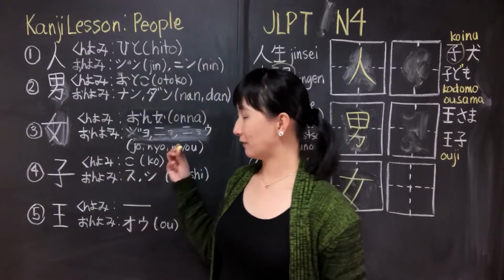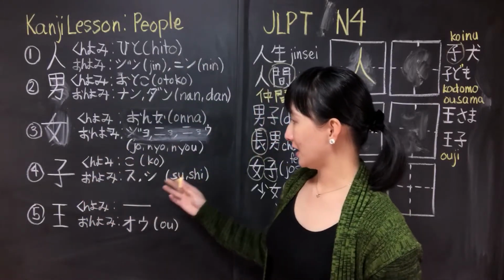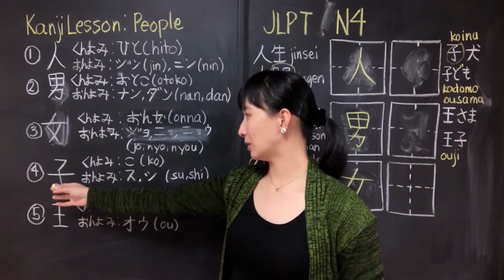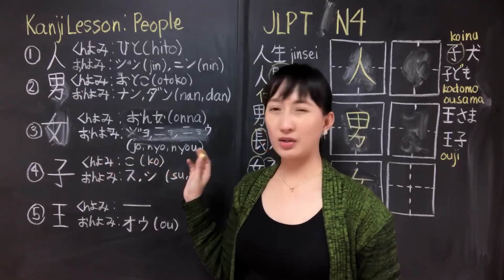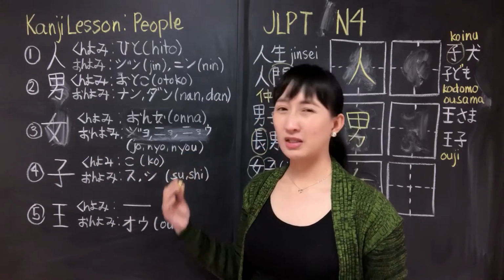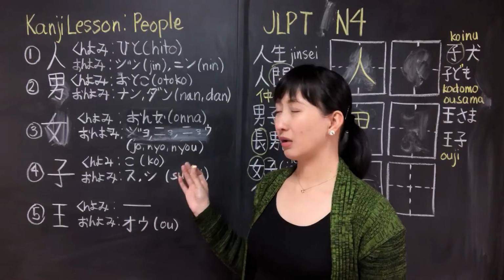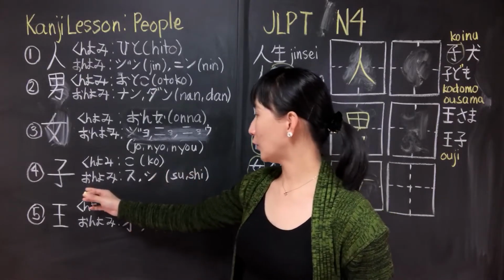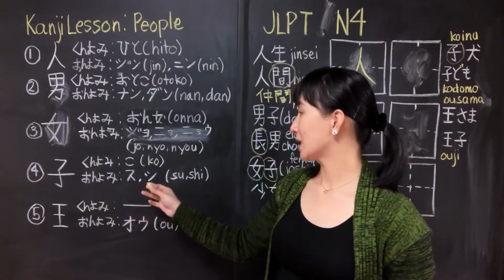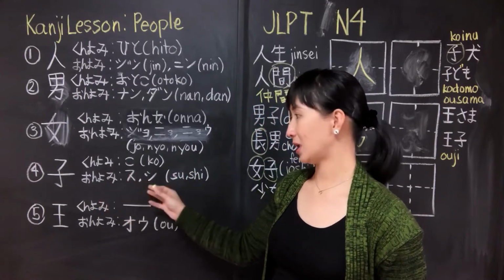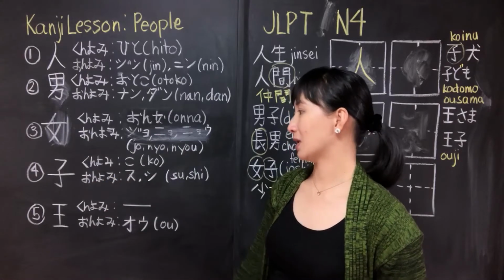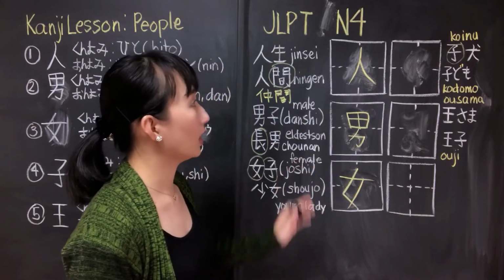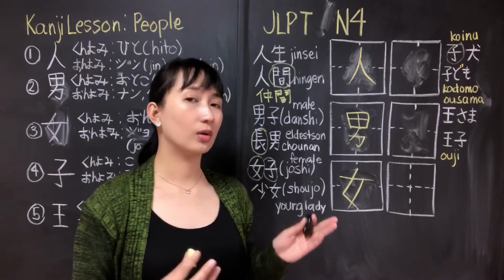The next one for the hito kanji is this kanji. When you see this alone, its kunyomi is ko, which refers to something small or a child. For me, when I see this, a child. Okay, so its onyomi is su and shi. The examples that I have for you for this kanji are koinu.